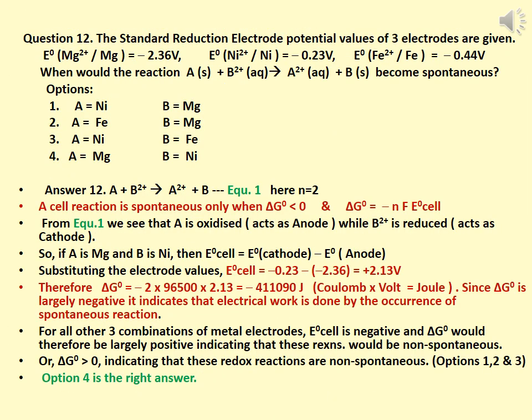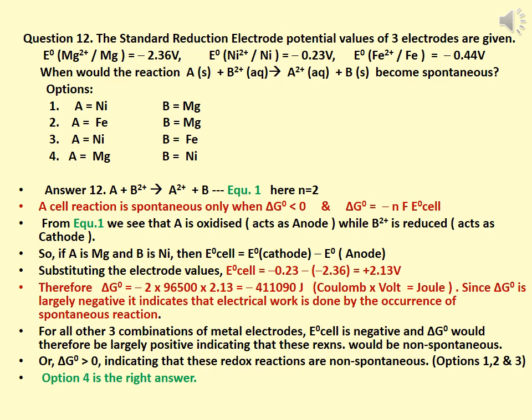Question number 12. The standard reduction electrode potential values of 3 electrodes are given. E naught Mg2 plus bar Mg is minus 2.36 volt. E naught Ni2 plus bar Ni is minus 0.23 volt. E naught Fe2 plus bar Fe is minus 0.44 volt. When would the reaction A solid plus B2 plus aqueous give A2 plus aqueous plus B solid become spontaneous?